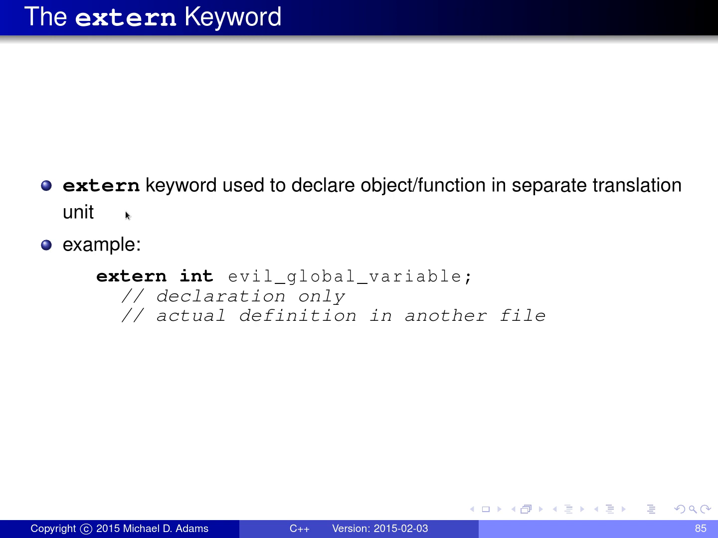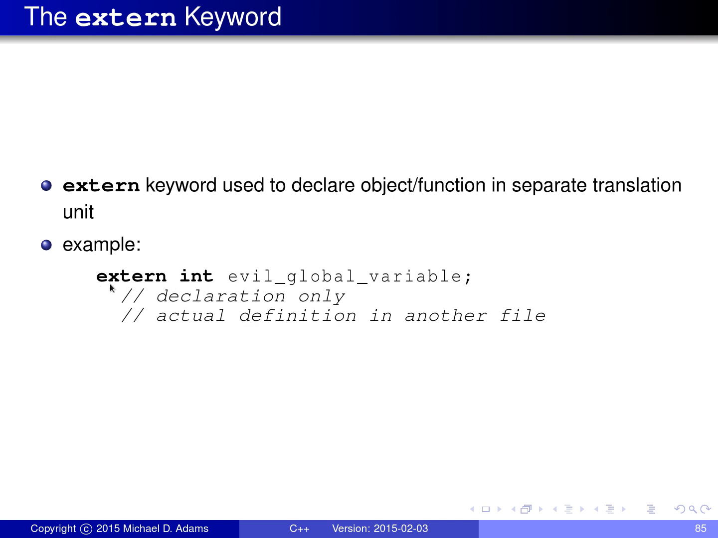Just only declare it. So for example, maybe we have a global variable called evil global variable, which is of type int, and we want to use it in this source code file that we're looking at now. In order to use it, you have to first declare it, right? Because in C++, you have to declare every identifier before you use it. So we have to declare it, but we don't want to declare it and define it because we know it's defined in some other source code file.